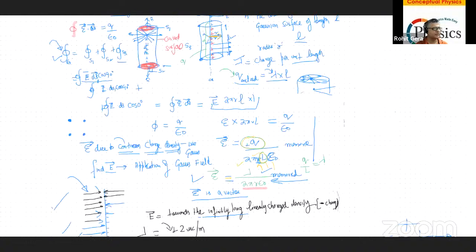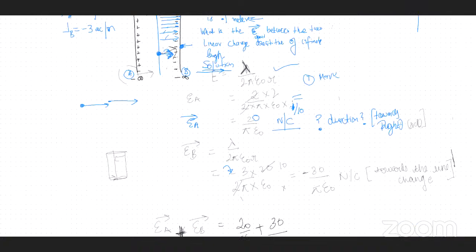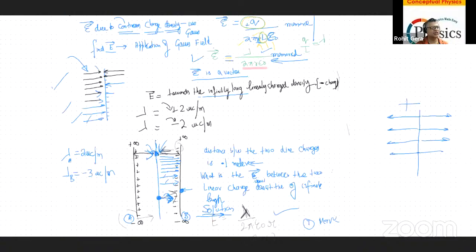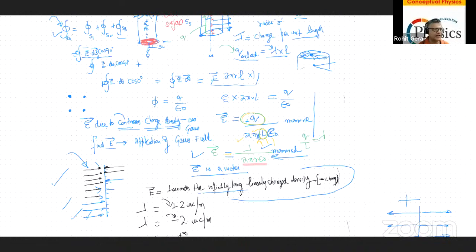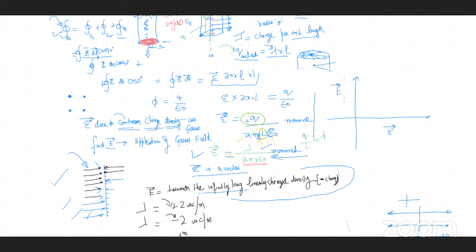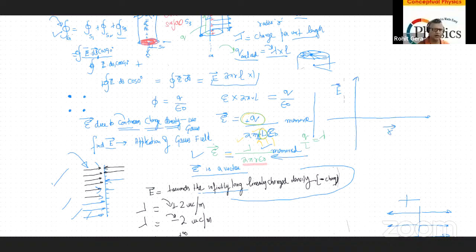Okay? Next question. If I were to tell you, for an infinitely long linear charge density, please draw a graph of E versus R here. Electric field versus R. How will you do that? Like this. I have already shown you where you're supposed to draw. Please draw it here.